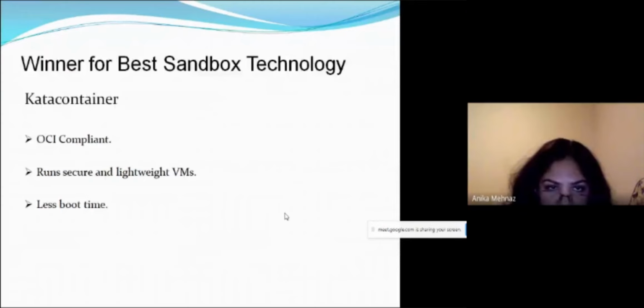exchange resources. And so from seeing all the advantages and disadvantages, I came up with the best sandbox technology, and I think it's Kata Containers. And why I say that: the first reason is it's OCI compliant. The second one, it runs secure and lightweight VMs. And the third one, it has less boot time.